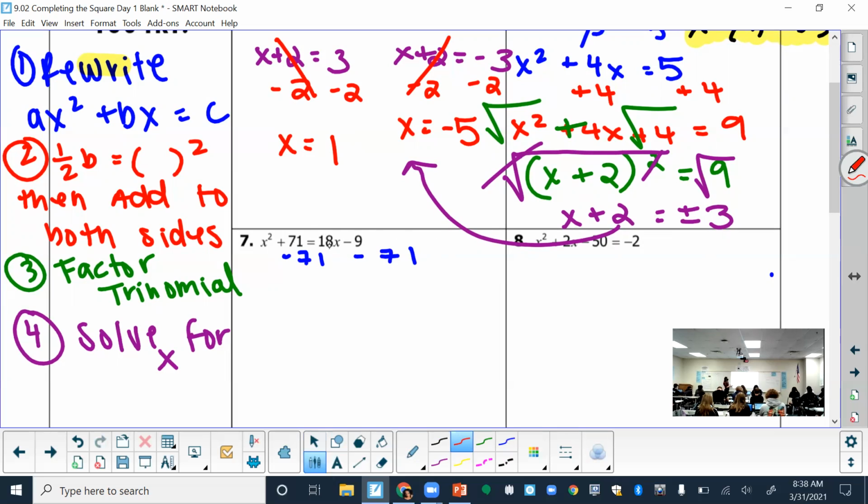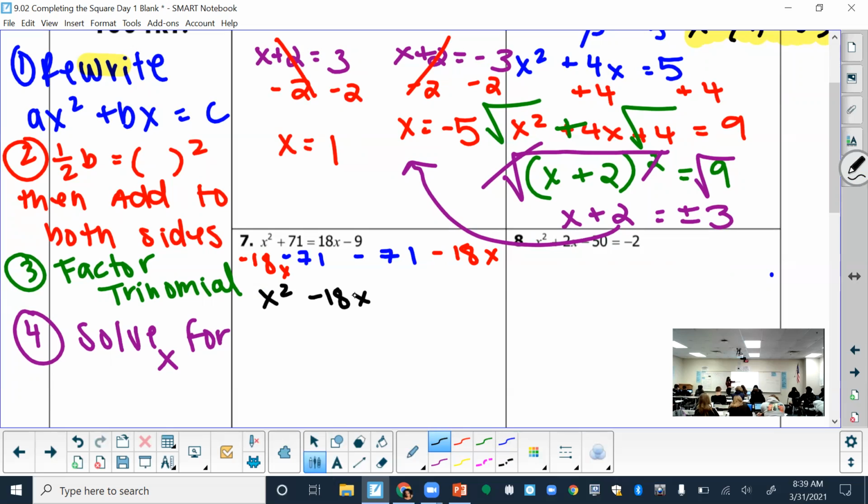So how can I get rid of the 18x on the right side? By subtracting it. And what I do on one side, I have to do to the other. All right, and then simplify. So on the left side, can the x squared term be combined with anything? No, so I just write it there. Can the negative 18x be combined with anything on the left? No, so we just write it right next to it, minus 18x.